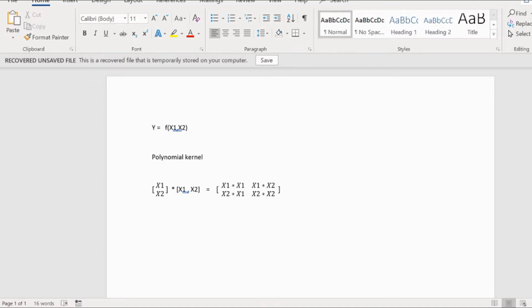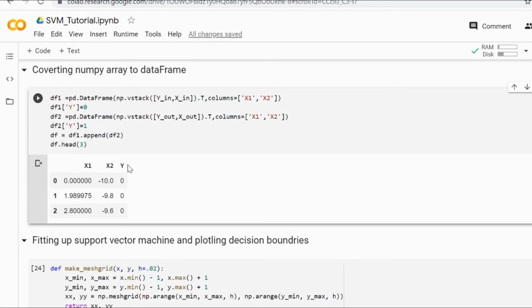So guys, as you already know, we have one y which was a function of x1 and x2. This is our x1 and x2, and this y is actually a function of x1 and x2.